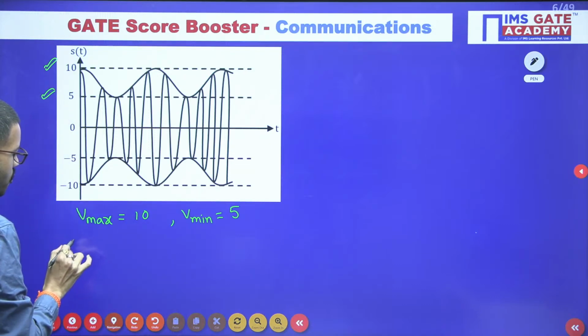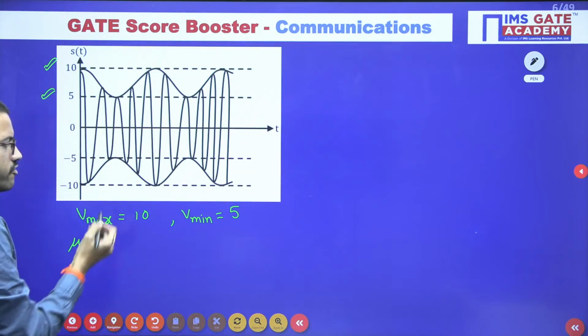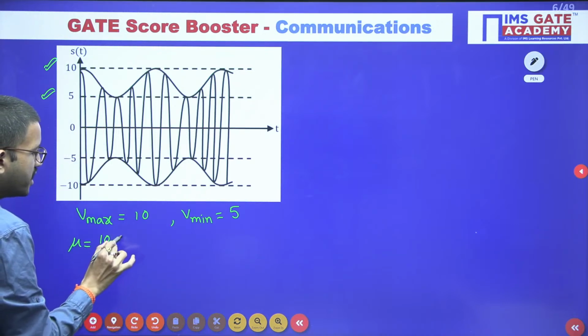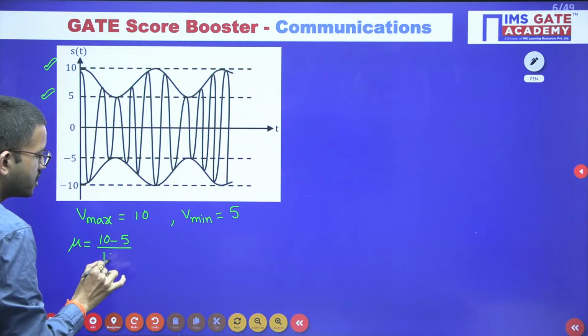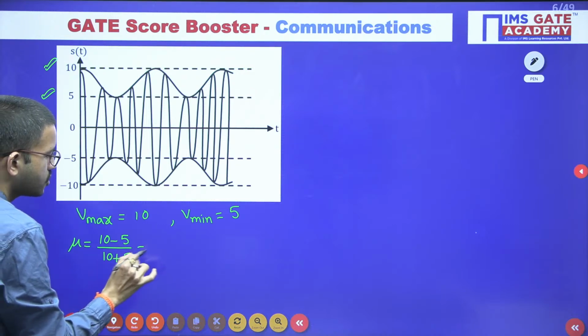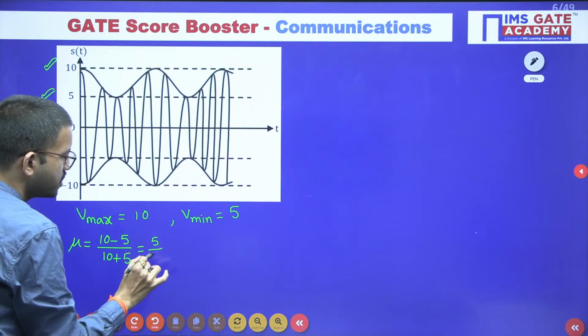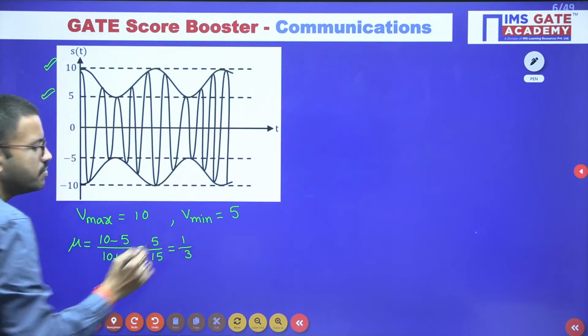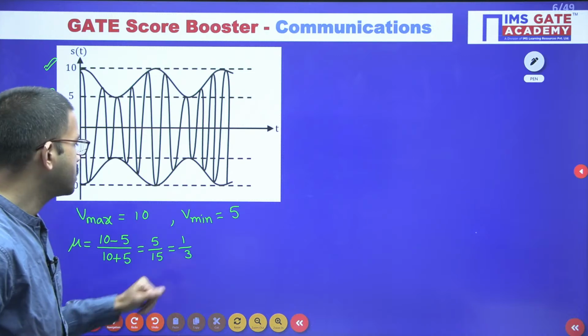So the modulation index formula, just now we have mentioned, is Vmax minus Vmin by Vmax plus Vmin. So directly I am writing 10 minus 5 divided by 10 plus 5. 10 minus 5 is 5, 10 plus 5 is 15. So you are getting 1 by 3. 1 by 3 means 0.33.